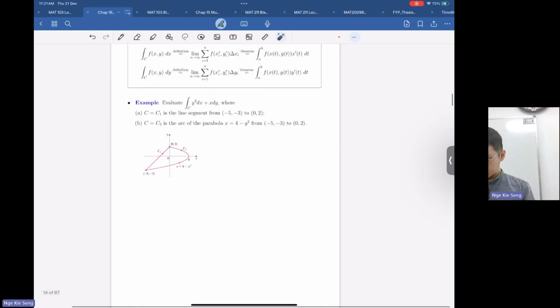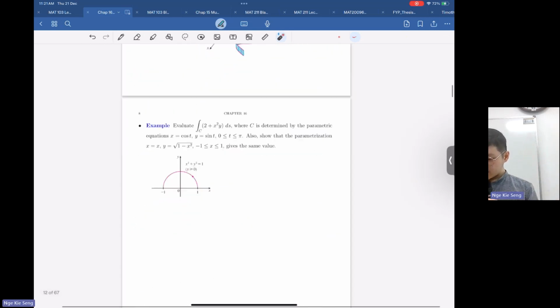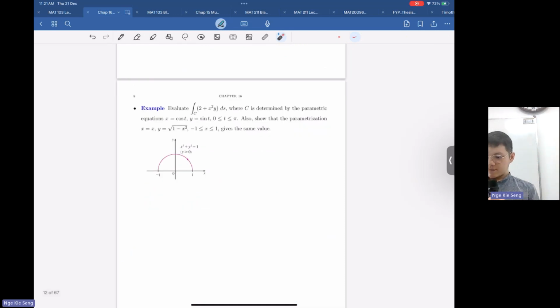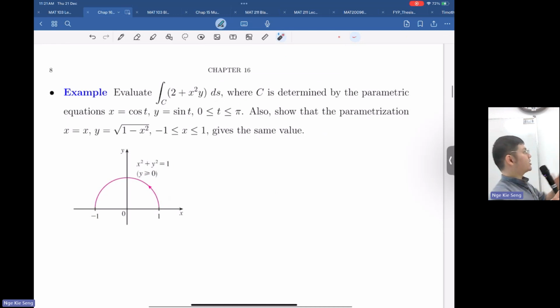Okay, let's go on. There's one example you can try yourself. This example will demonstrate that if you use a different parameterization, you should get the same answer. So if you want to evaluate the line integral of 2 plus x squared y dx over this semicircle, just semicircle, not hemisphere.